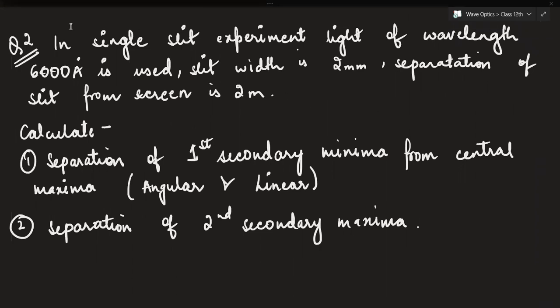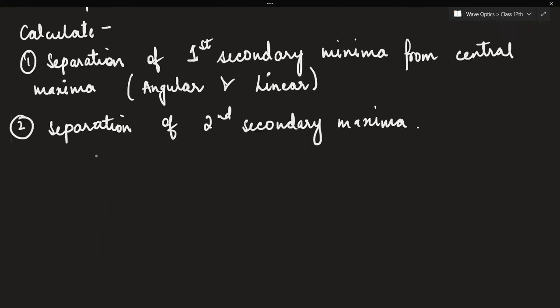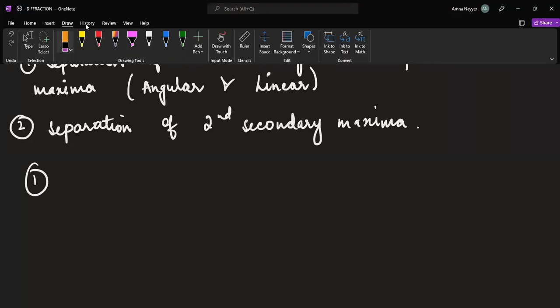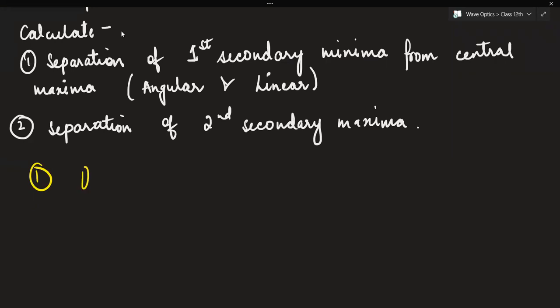See, this question says in single slit experiment, light of wavelength 6000 angstrom is used. Slit width, now this time a is given to you and capital D is 2 meters. So you have to find out separation of first secondary minima from central maxima, both angular and linear. So secondary minima's formula is n lambda by a.